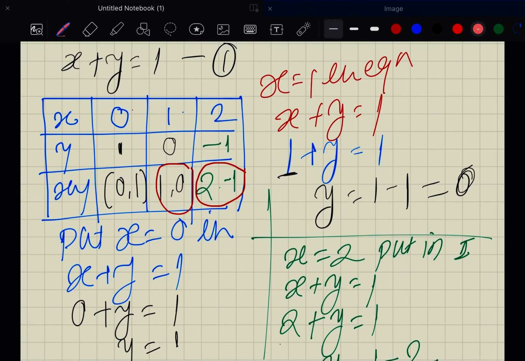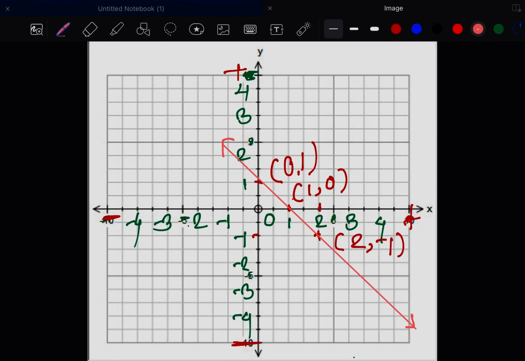What is our question? x plus y is equal to 1. So this is the equation of a line, x plus y is equal to 1. So likewise we have to plot a graph for a given equation.